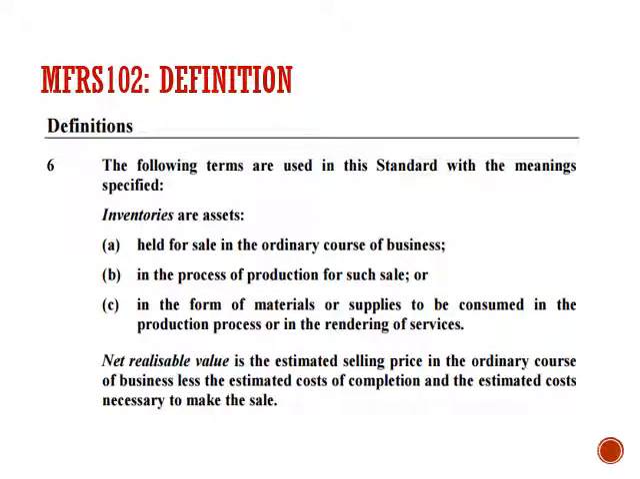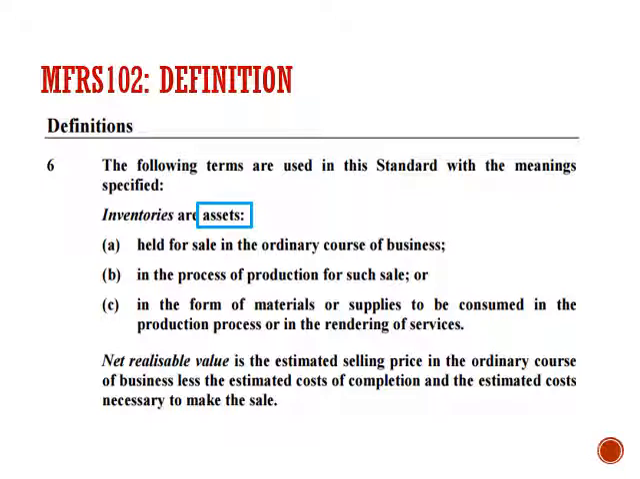For the definitions of inventories under MFRS 102, first, it must be an asset. And there are three types of this asset group that can be regarded as inventories. A, held for sale, meaning we acquire or we produce that particular asset with the intention to sell it to third party. B, assets that are in the process of productions for such sale are also recognized as inventories, since the end objective of producing that asset is still for sale. And C, assets that are in the form of materials or supplies, either to be consumed in the production process or in the rendering of services.